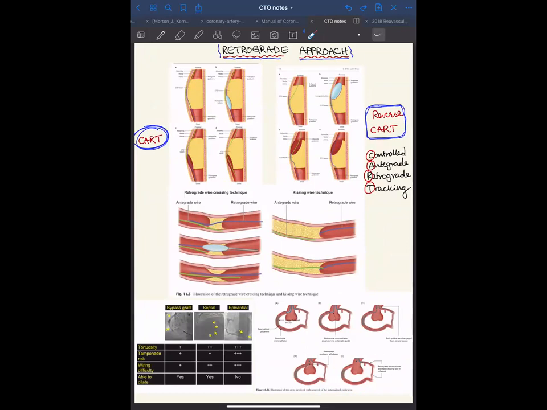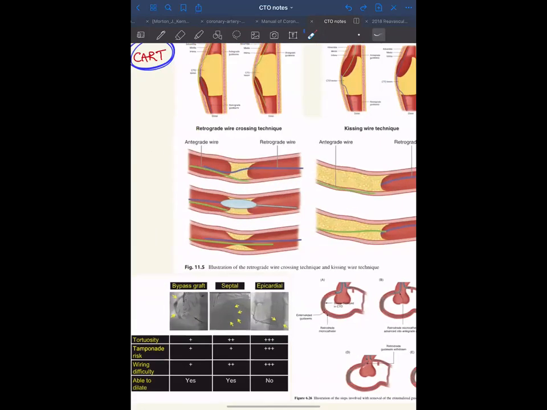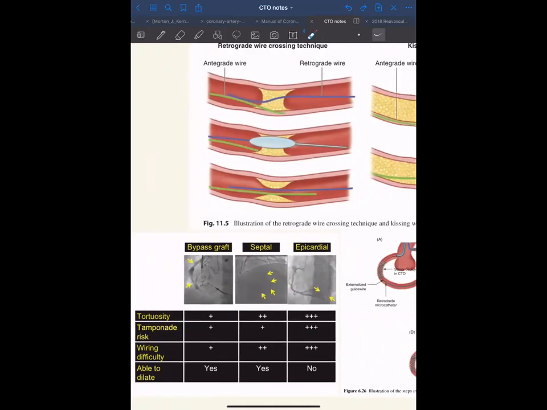So what we usually do is take this retrograde wire out through the antegrade guide and then exteriorize it, and the stent has to come on that. Externalizing the wire is important. You need to create a channel basically. You usually do it because reverse CART is more common. You will take out the retrograde wire through the antegrade guide catheter, and then you use the stent on it.